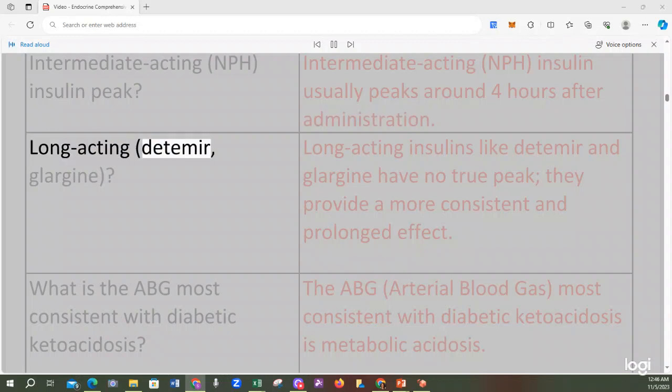Long-acting, Detemir, Glargine? Long-acting insulins like Detemir and Glargine have no true peak. They provide a more consistent and prolonged effect. What is the ABG most consistent with diabetic ketoacidosis? The ABG, arterial blood gas, most consistent with diabetic ketoacidosis is metabolic acidosis.